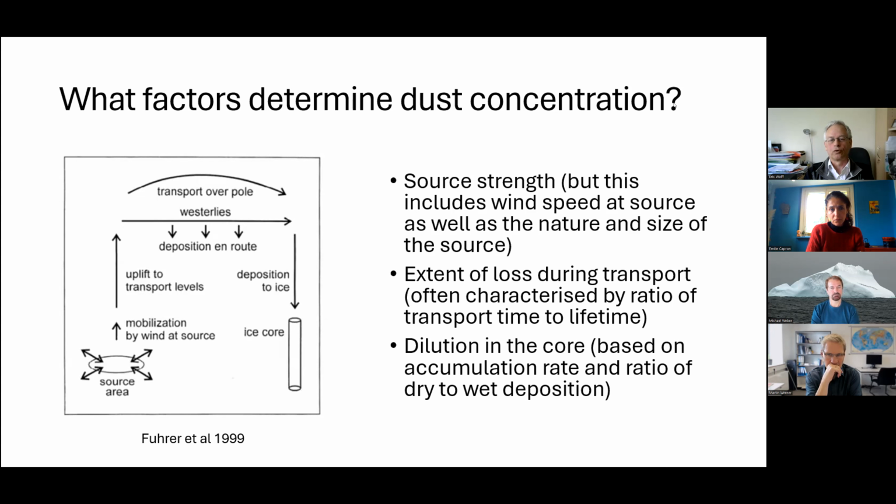You've got deposition all the way en route, and that could cause losses as material is taken out of the air mass during its journey by wet deposition in particular. And then finally, you've got the deposition to the ice, and obviously the dust is diluted in the core depending on the accumulation rate and the ratio of dry to wet deposition. So there are these 3 major factors that could be affecting the concentration. There's what's going on at the source, what's going on during the transport, and what's going on when it's deposited.